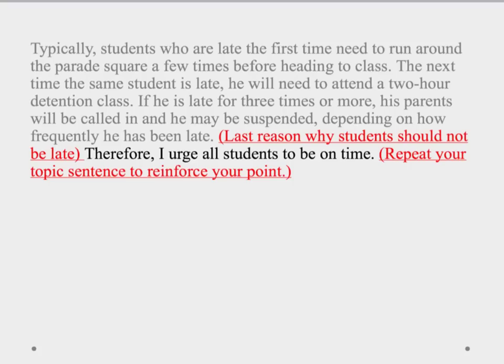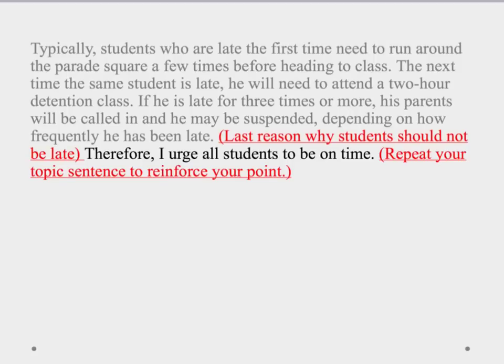If I want to write a really long paragraph, I could even give one more reason why students should not be late. I can start off by saying typically students who are late the first time need to run around the parade square a few times before heading to class. The next time the same student is late, he will need to attend a 2-hour detention class. If he's late for 3 times or more, his parents will be called in. So there is no stopping this if you really want to keep going on and giving reasons. But of course, if you feel that you've written enough, you can feel free to stop at the third reason.